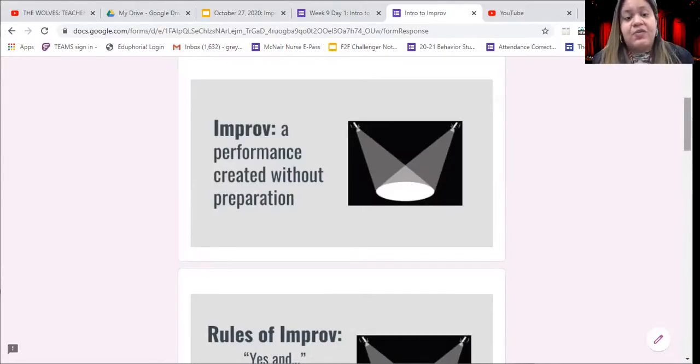Improv is a different kind of performance where you do not prepare beforehand what you are going to say or do in the scene. You might know what character you're going to play, maybe certain things like what situation your character is in, what location, but for the most part, you are creating a performance completely from scratch without any planning beforehand. That's the big thing that makes improv different from other kinds of theater.